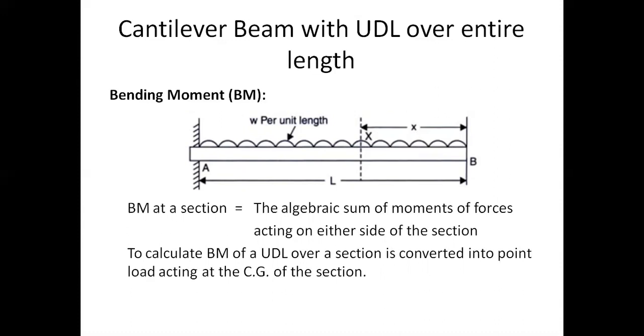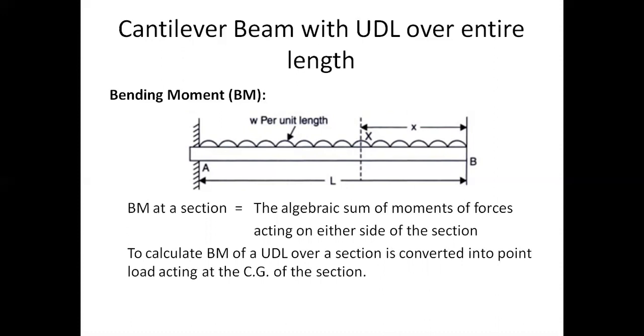We know the point load, but where will it be acting? It will be acting at the center of gravity of this section. What will be the center of gravity of this section XB? The midpoint of XB will be the center of gravity. Therefore, we have to replace the UDL with a point load, and the midpoint of the span of that section should be taken as the point of load. This is a very important concept when we are calculating the bending moment for a cantilever beam with a UDL.